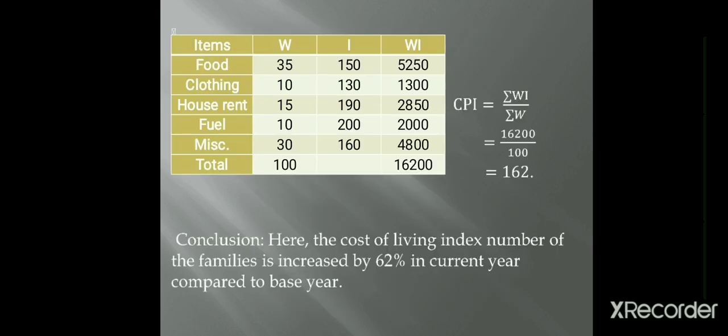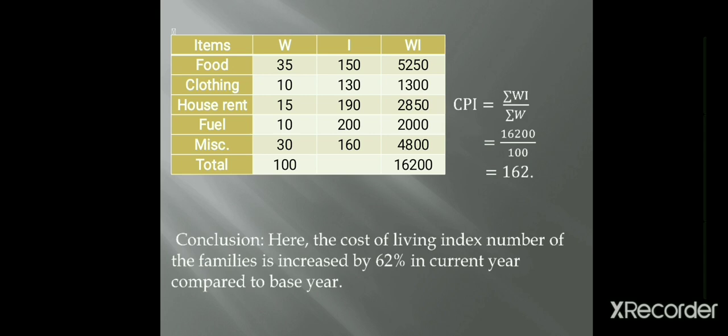The next step is writing the formula for consumer price index with this type of data, which is summation Wi divided by summation W. And already we know that summation W results in 100. The next total required is summation Wi. Therefore, create Wi column and find its values. For the column Wi, multiply I column values with corresponding W column values.